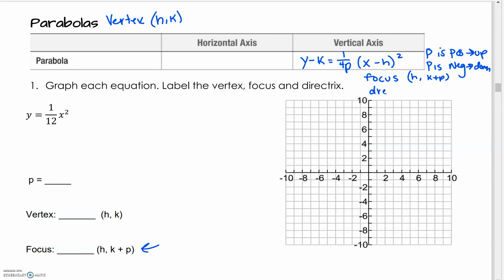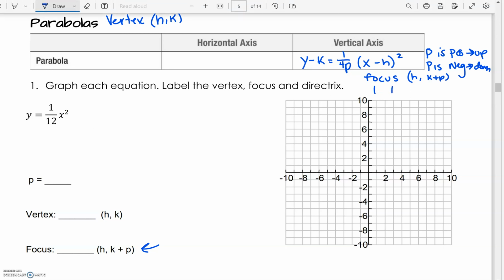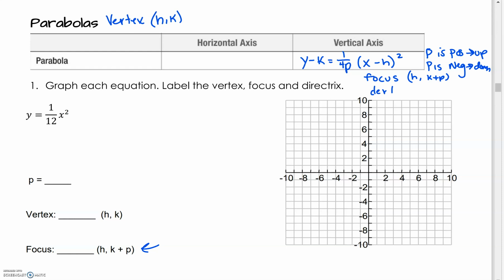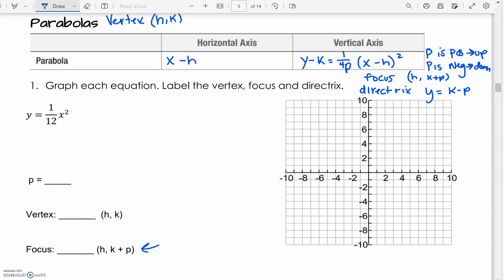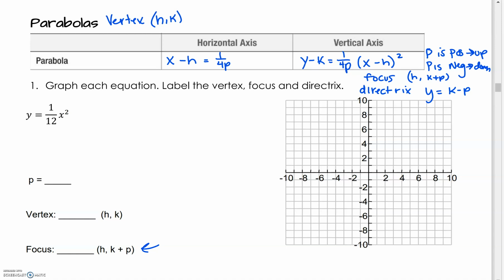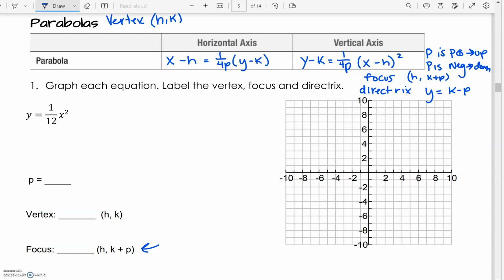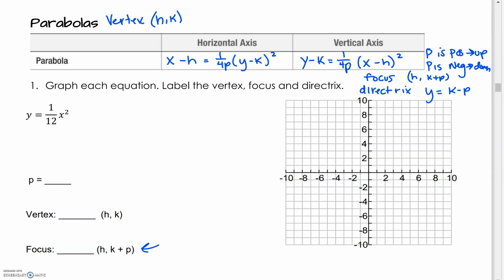And then our directrix, if I could spell. My goodness, I'll get there. D-I-R-E-C-T-R-I-X, there we go, is going to be y is equal to k minus p. So horizontal is going to be an x first, and then minus h equals 1 over 4p, and then a y minus k squared. So our x minus h and our y minus k are swapped here for horizontal.